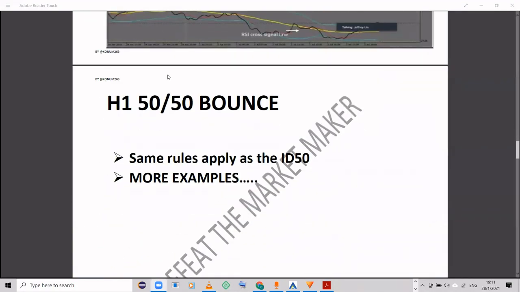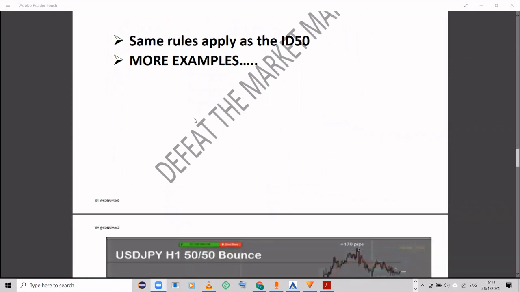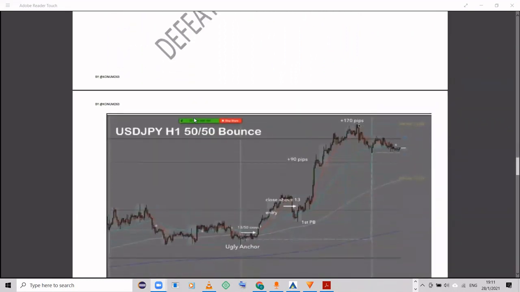So the H1 50-50 bounce, same rules apply as the ID50. Same rules, guys, same rules. But now that you know better, because of the video that I made on the M&W of the Mayo, you now know how to balance the two, the H1 50-50 and the ID50. You now know how to mix these two and how these two relate, and how to make much more profit from these setups.